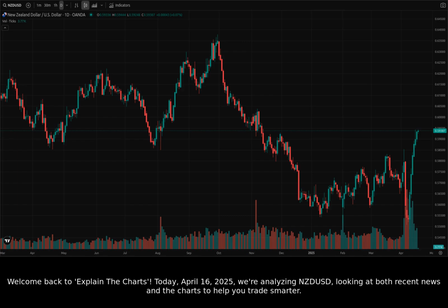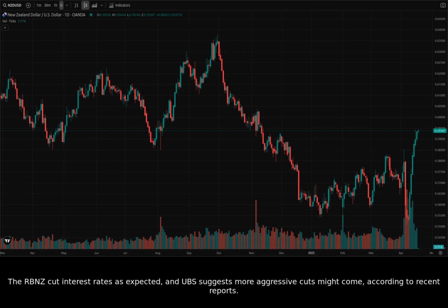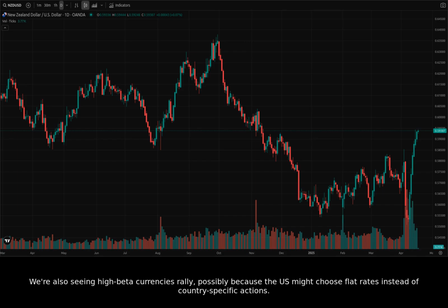Today, April 16th, 2025, we're analyzing NZDUSD, looking at both recent news and the charts to help you trade smarter. The RBNZ cut interest rates as expected, and UBS suggests more aggressive cuts might come, according to recent reports. We're also seeing high beta currencies rally, possibly because the US might choose flat rates instead of country-specific actions.